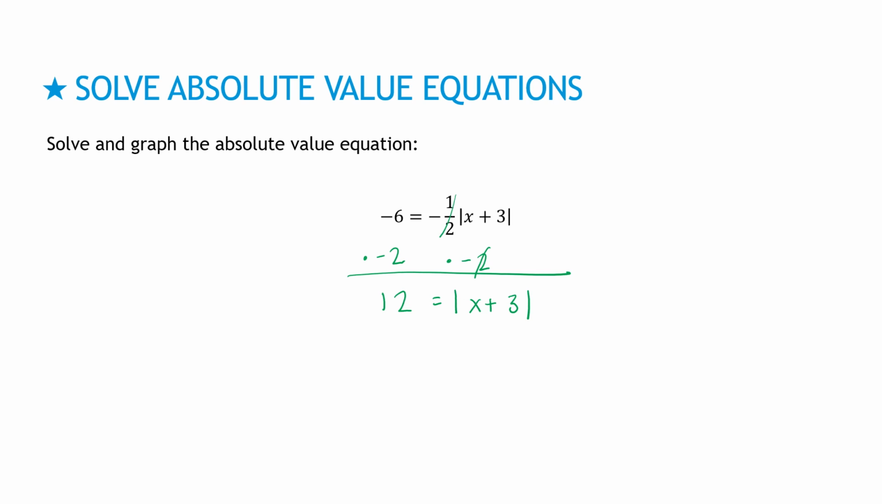Now I'm going to write it as x plus 3 equals 12, and x plus 3 equals negative 12. Subtract 3 from each side to get 9, subtract 3 from each side to get negative 15. If I were to graph this, I would just put a dot on each of those values and be all done.